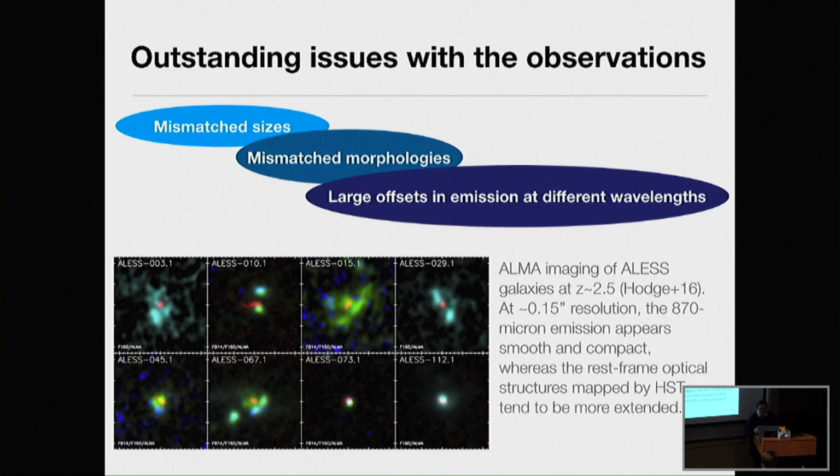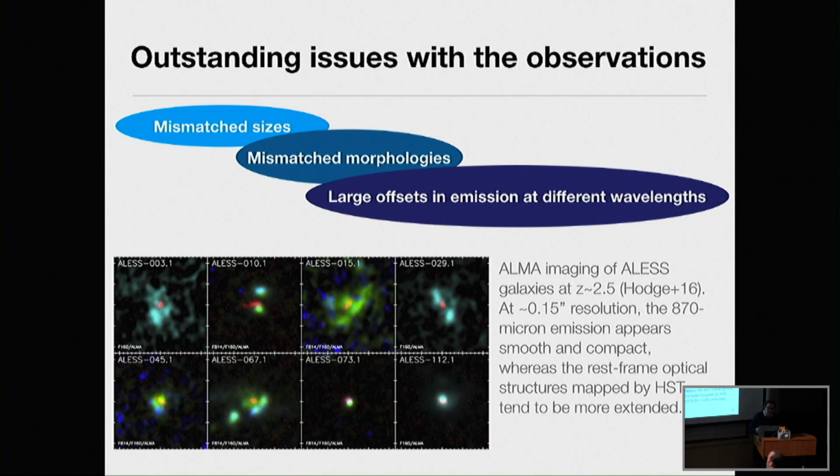So the galaxy I've just shown is quite an extreme one from our H-alpha selected sample. But when you look at the literature, lots of other dusty galaxies show similar patterns. Lots of galaxies show these mismatches in size and morphology, and often offsets between different indicators of light. I've just shown here some galaxies from Jackie Hodge. These are sub-millimeter galaxies, and she plots the ALMA emission shown in red. This is much more compact than the extended rest-frame optical emission, which is shown in green and blue.